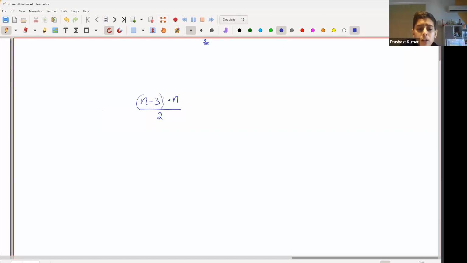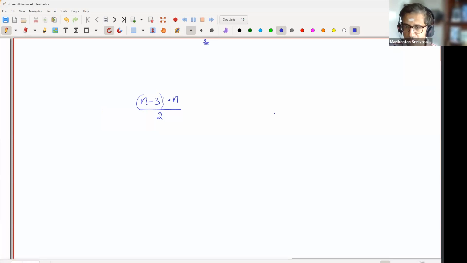Wait, which formula was this again? Then you tell me which formula this is, Prashast. This is the number of diagonals in an n-sided polygon. So I didn't do this last class. I don't know if we did this. Oh, we did not do this? Yes, sir, we have done this. Okay. Arjun is also on. Arjun, please turn on the video.